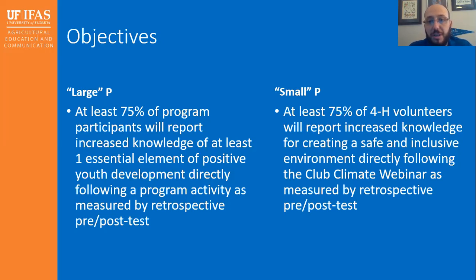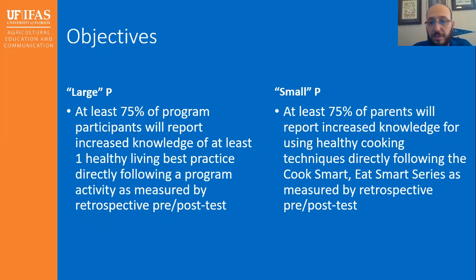So again, this is a level of granularity that will help you better understand how to design your program and what you're looking for specifically as far as evaluation goes. All right, so here's an FCS example, same essential scaffolding. We have on this one at least one healthy living best practice directly following a program activity. And the specificity of that one is increased knowledge for using healthy cooking techniques directly following the Cook Smart, Eat Smart series.